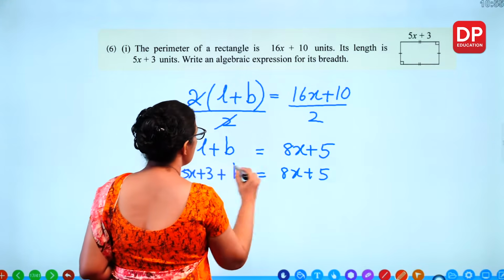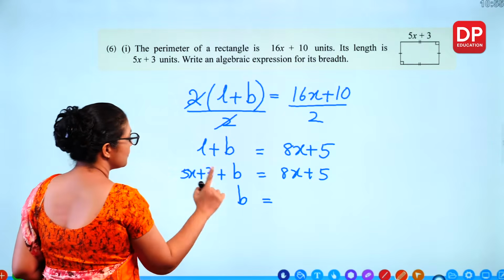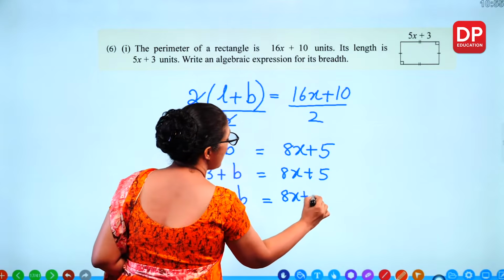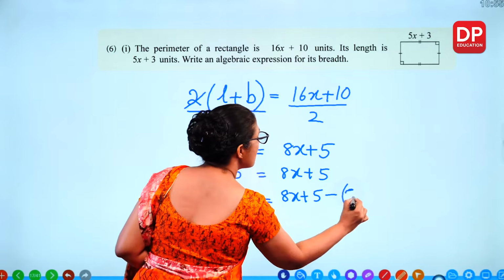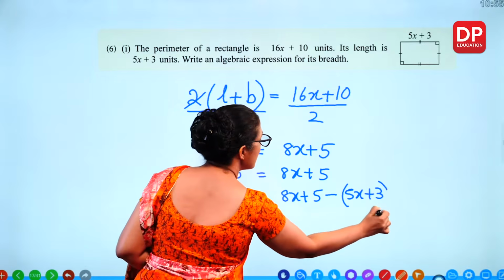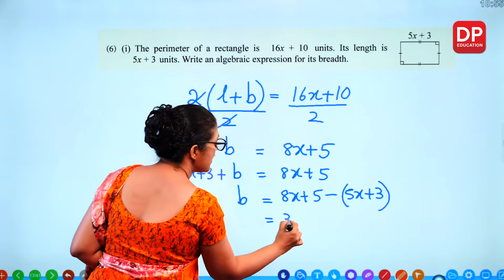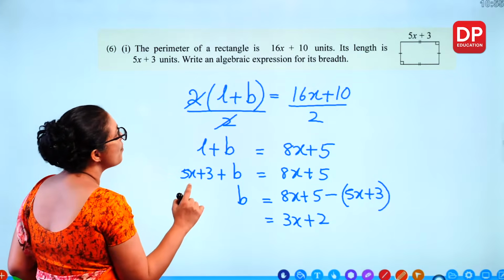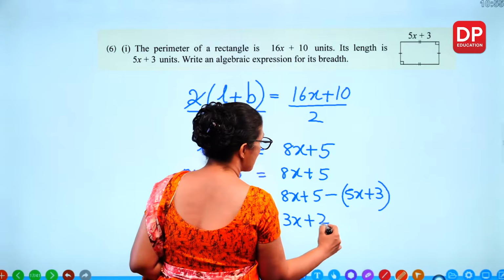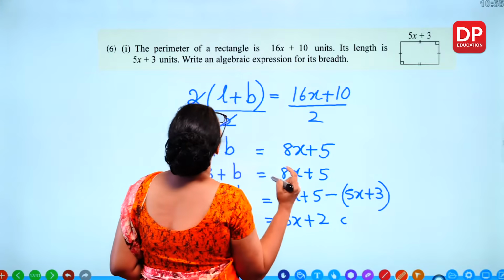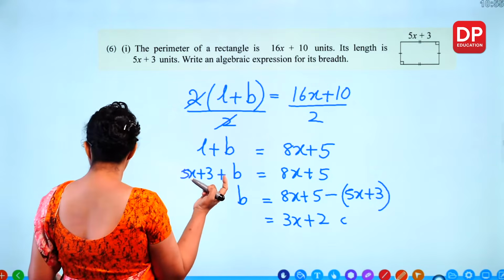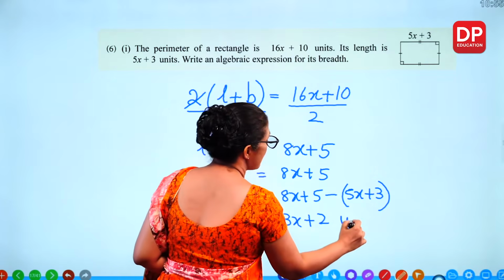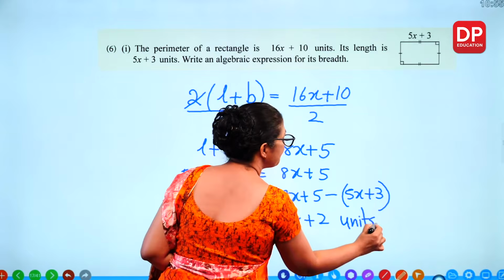So, what is breadth? You subtract. 8x plus 5 minus (5x plus 3). 8x minus 5x is 3x. 5 minus 3 is plus 2. So, the breadth of this rectangle is 3x plus 2 units, because we don't know the measurements exactly. So, you can write units.